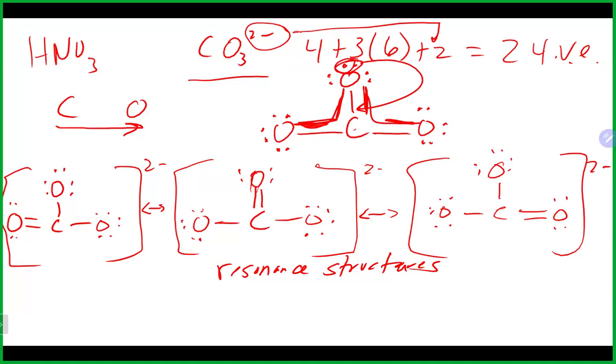But we could draw multiple Lewis structures because we have the option to move the double bond to some different locations. So once again, as we talked about last time, if you're asked just to draw a Lewis structure, any one of the three would be okay. If you're asked to draw all the resonance structures, then you should draw all three of them. Any questions on that one there?